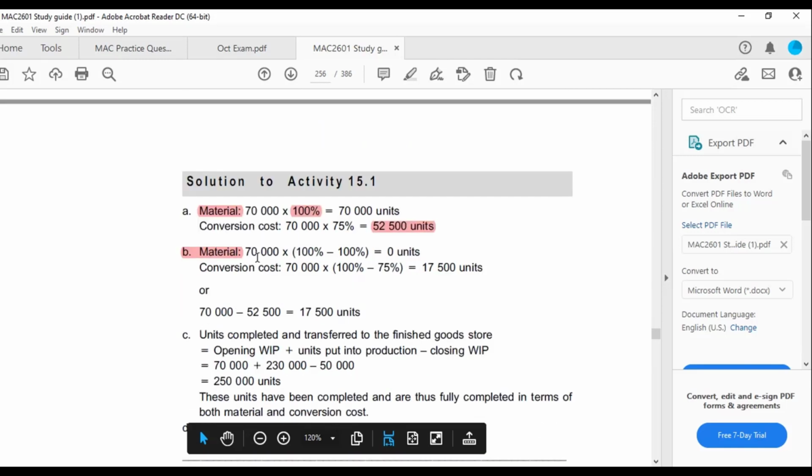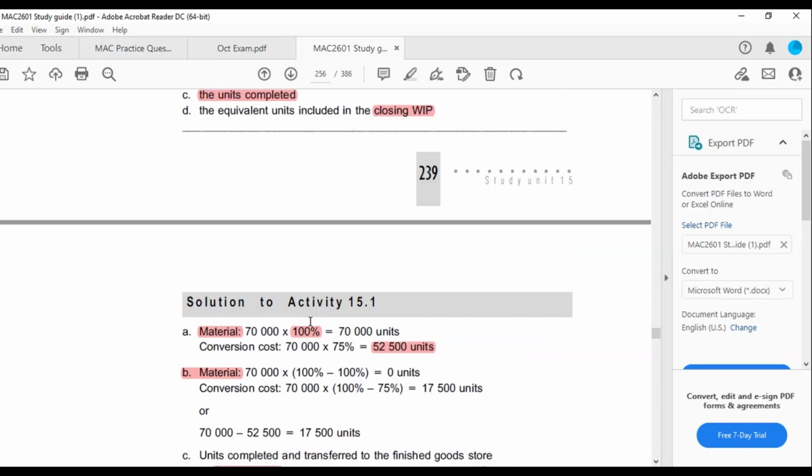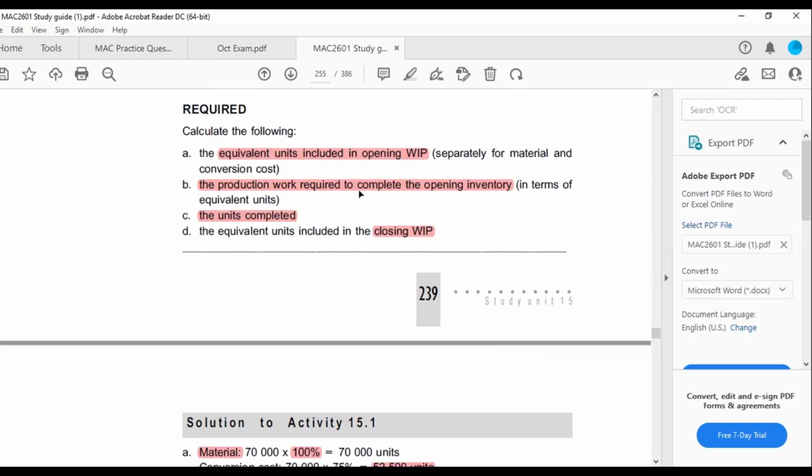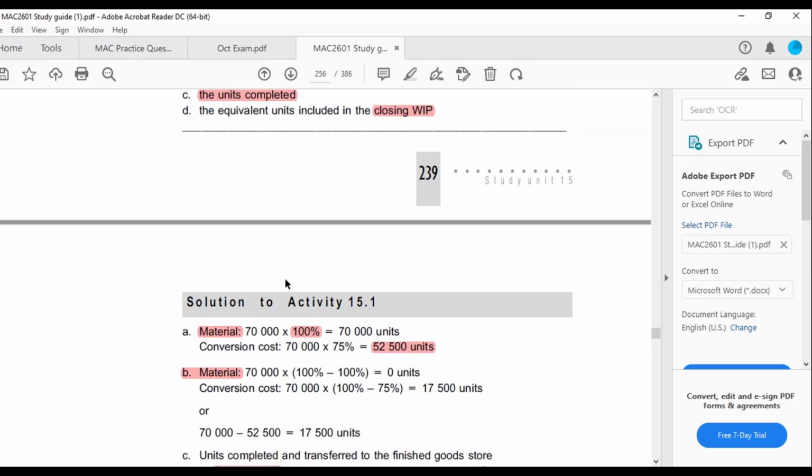Then the units completed, you take into account your opening WIP. Sorry, ma'am. Can I just jump in? The question being, the production work required to complete the opening inventory. So this question is asking me what hasn't been produced, the work that still needs to be done. Work that still needs to be done. Okay. Yeah. So what's incomplete?